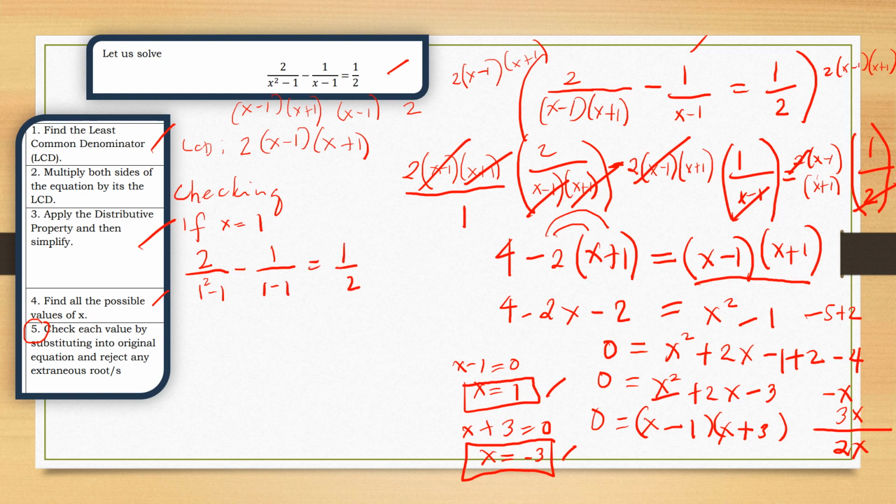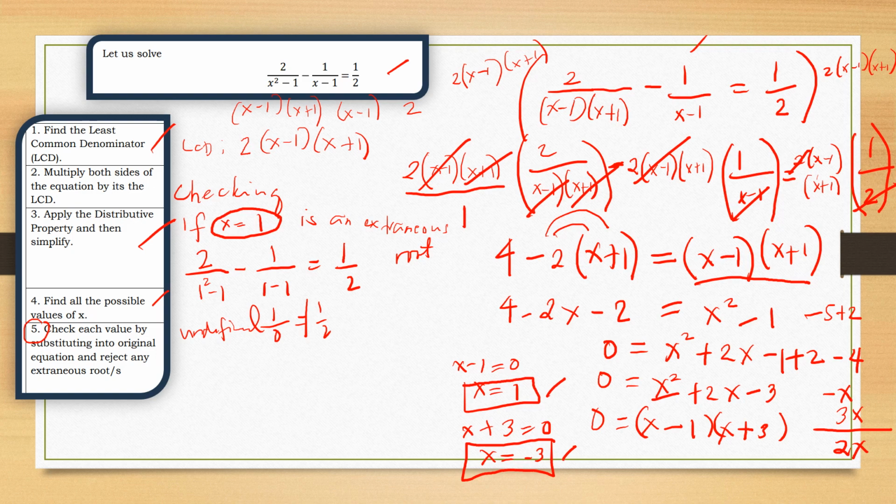Dito pa lang makikita mo that 1 minus 1 is 0. 1 minus 1 is 0. Ang mangyayari dyan, 2 minus 1 is 1 over 0 equals 1 half. Undefined ito. Undefined dahil naging 0 ang denominator. Pag ganito, hindi na natin itutuloy ang pagsusolve na yan. And we can say that 1 is an extraneous root. Extraneous root. Ibig sabihin, hindi siya kasama sa root. Kahit na nasolve natin siya.